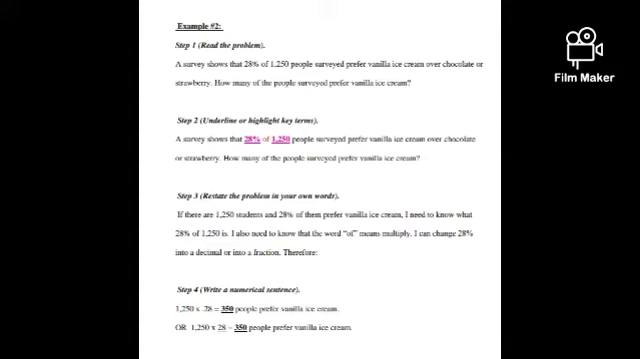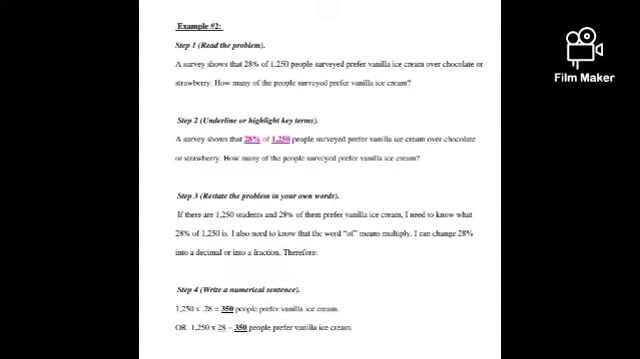And step 3, the student now restates the problem in his or her own words. And this is an example of a paraphrased version of the problem. If there are 1,250 students and 28% of them prefer vanilla ice cream, I need to know what 28% of 1,250 is. I also need to know that the word of means multiply. I can change 28% into a decimal or into a fraction.